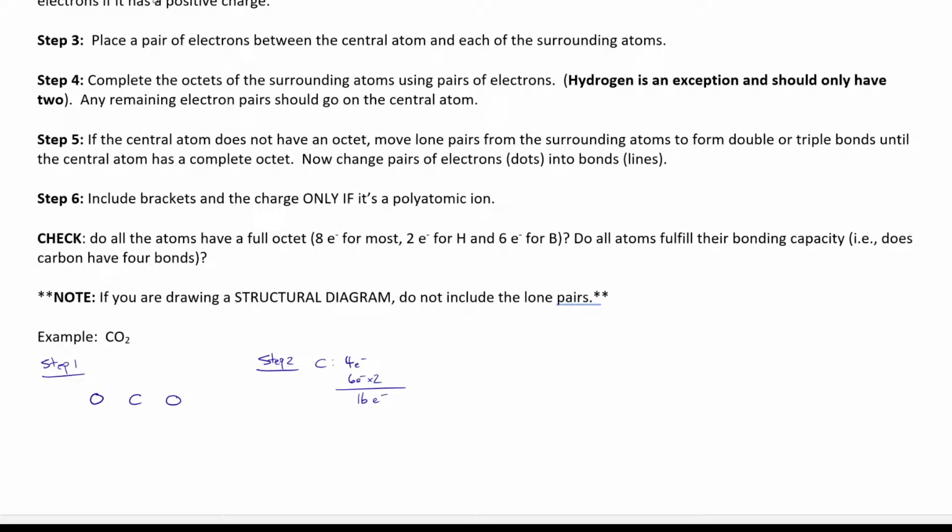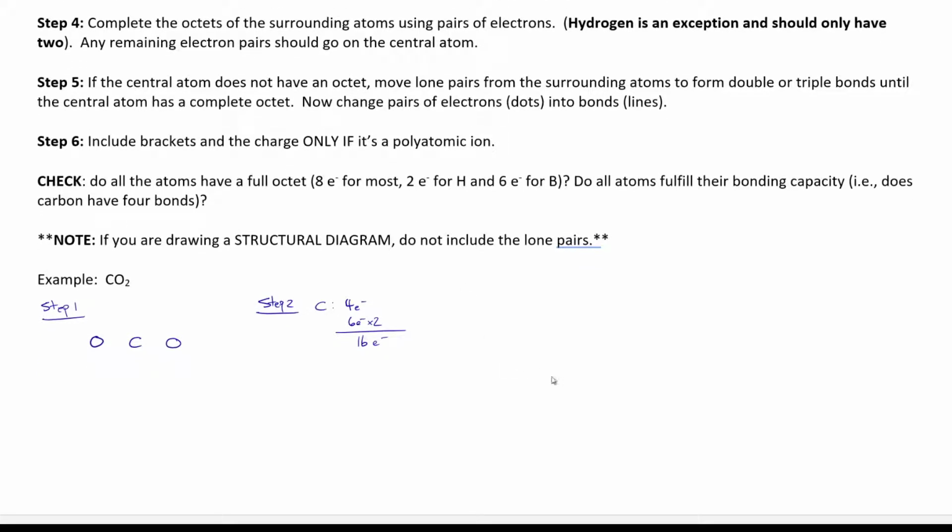Step 3. Place a pair of electrons between the central atom and the surrounding atoms. So for step 3, I'm going to place my pair. And when I place my pair of electrons, I'm going to draw them as a line because that represents the 2 electrons involved in the bond. So I had 16 electrons to place, and I've now placed 2, 4. So I have placed 4 electrons, and now I have 12 electrons left to place.